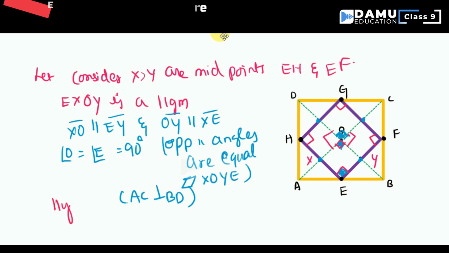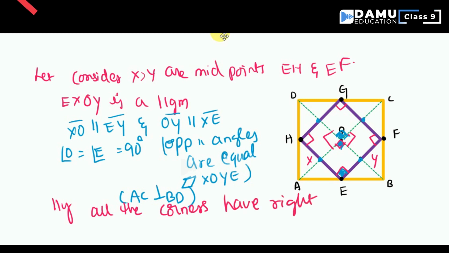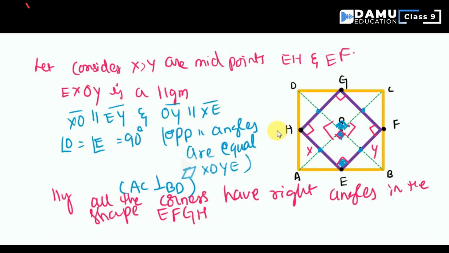So similarly we can write that all the corners have right angles in the shape EFGH. So that is the quadrilateral. You can take the quadrilateral like that.